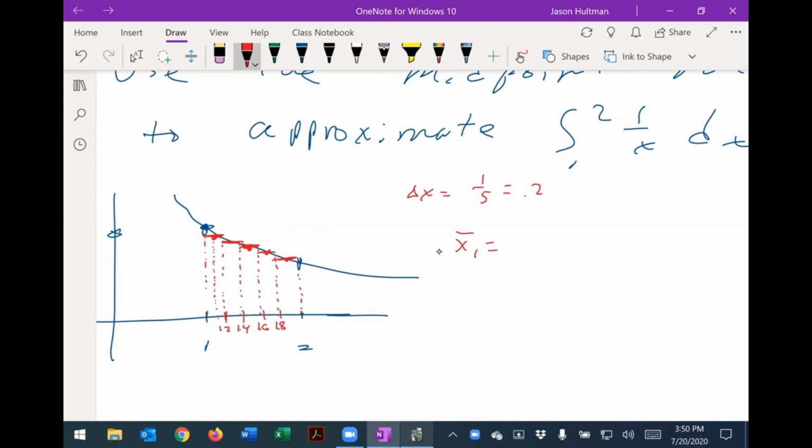So the average between 1.2 and 1 is just going to be 1.1. So this is going to be 1.1. This is going to be 1.3, 1.5, 1.7, and 1.9. So x bar 1 is 1.1, x bar 2 is 1.3, x bar 3 is 1.5, x bar 4 is 1.7, and x bar 5 is 1.9.